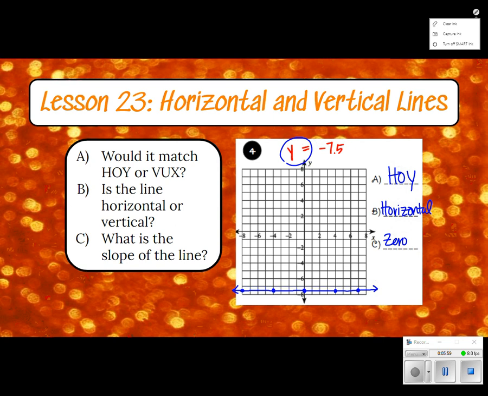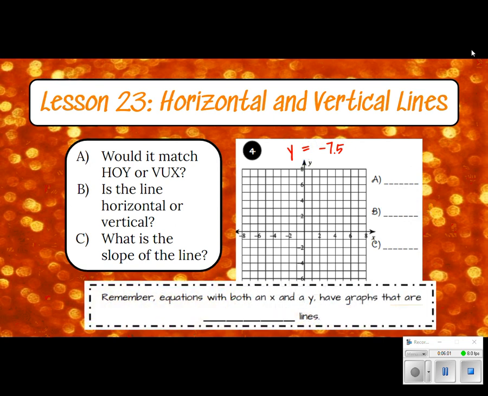All right, so that's pretty much it for today's lesson. But remember that if you have an x and a y in your equation, you're going to have diagonal lines with positive slope or negative slope. So notice that these just had one letter. It was either a y or an x. So you should not have any diagonal lines when you just have a y or an x. You should either have a horizontal line or a vertical line.